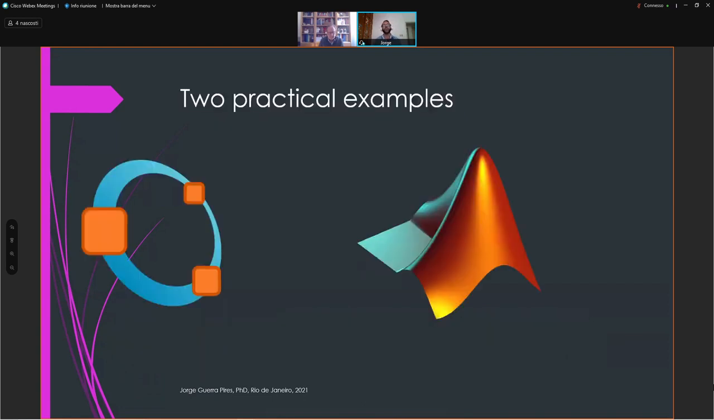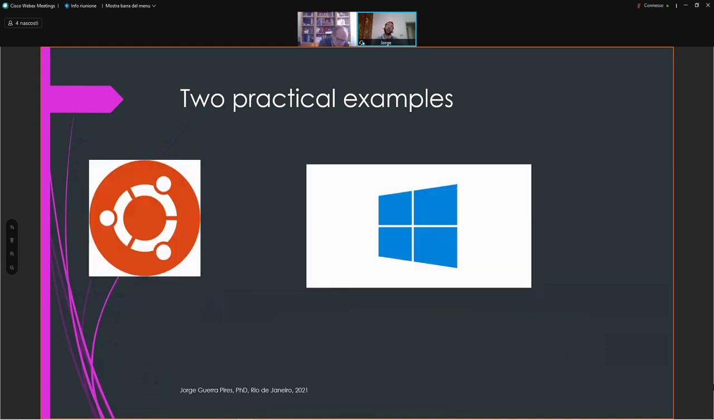So I'm going to give you two practical cases of user-friendly interface. One is Octave, the other is MATLAB. They are essentially the same. I don't know if you are familiar, but with MATLAB you can do almost everything with the interface. One of the examples is SimBiology, Simulink, and so on. They have a lot of nice toolboxes. Another example is between Ubuntu and Windows. I mean, Ubuntu is friendly, but sometimes it can be hard to use. Windows for me is extremely friendly.